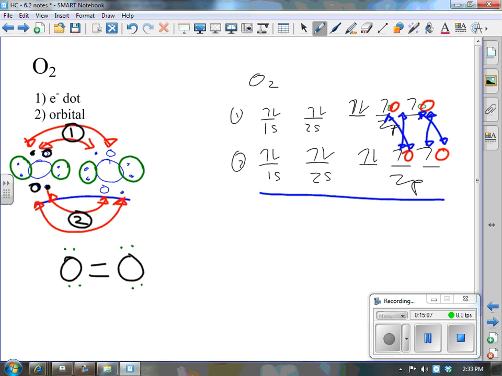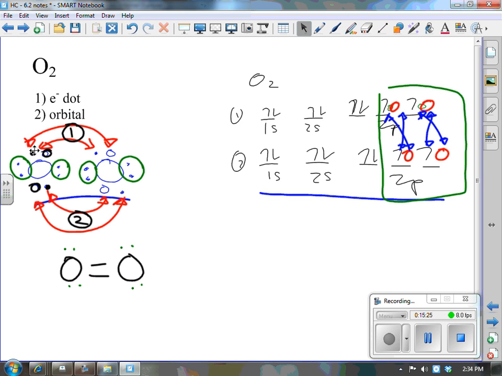Now, if we come over here to the orbital notation, we can see again, two pairs are being shared, and we know a little bit more detail. We know that they're being shared in the 2p orbital. Again, we notice here, try to draw them as simple as possible in terms of where the electrons are going.